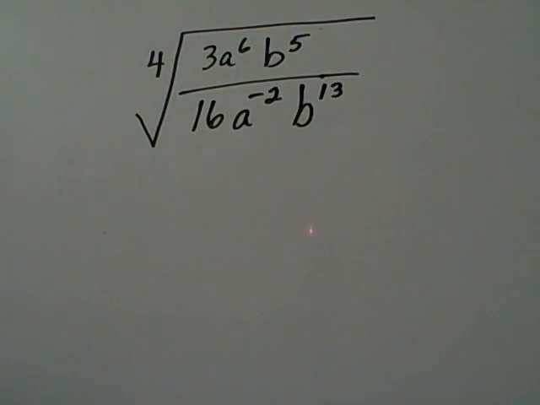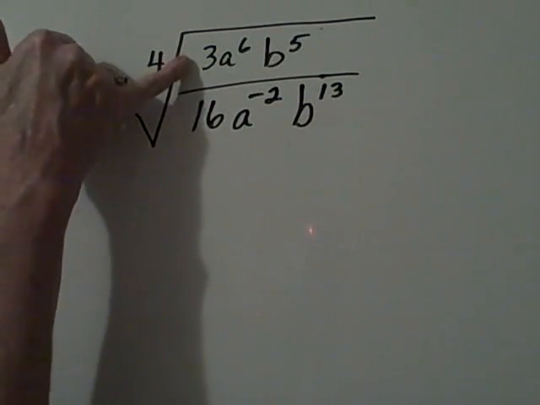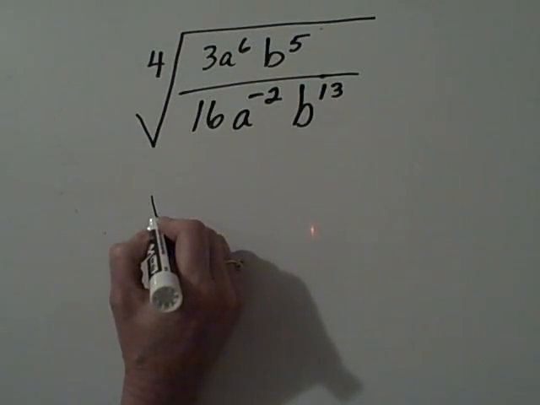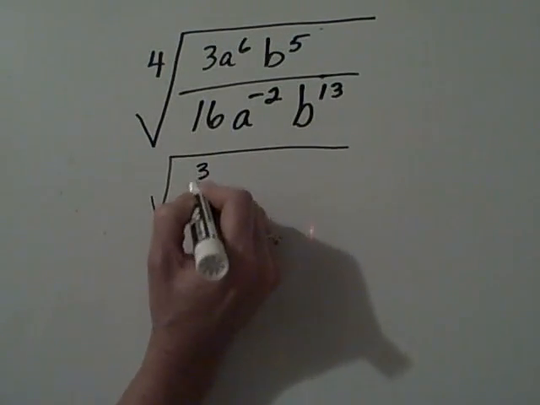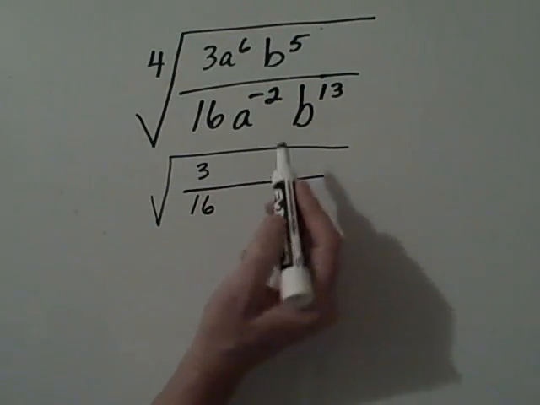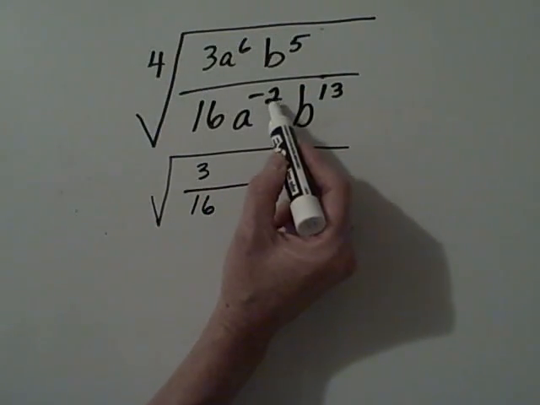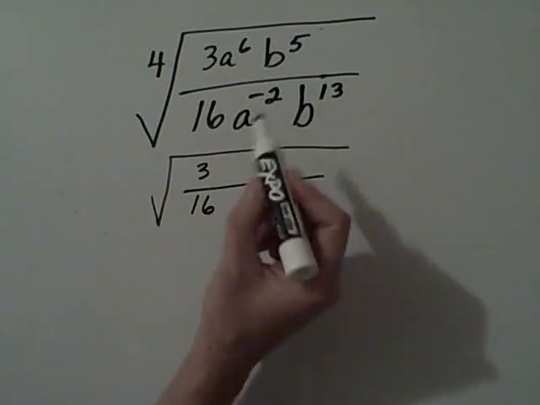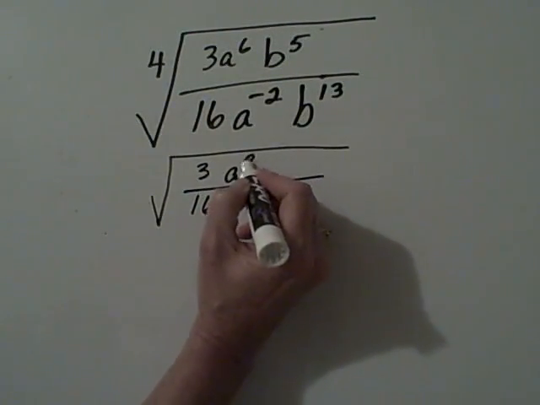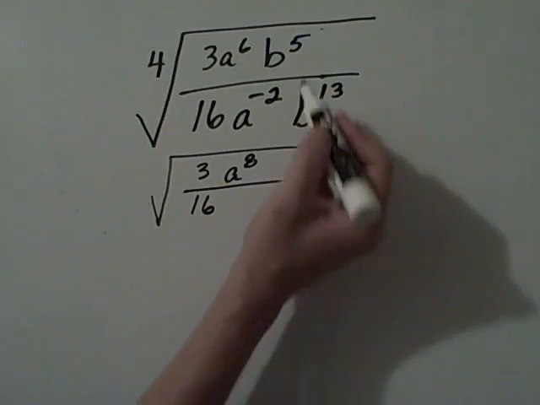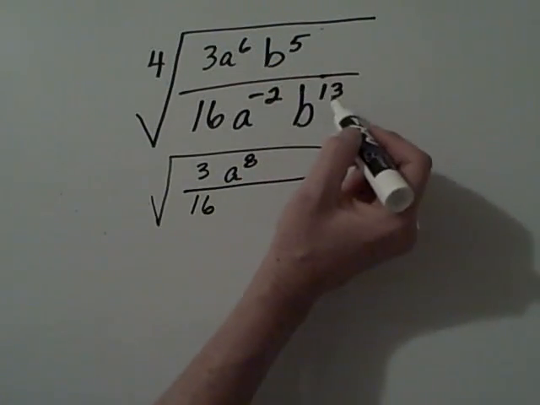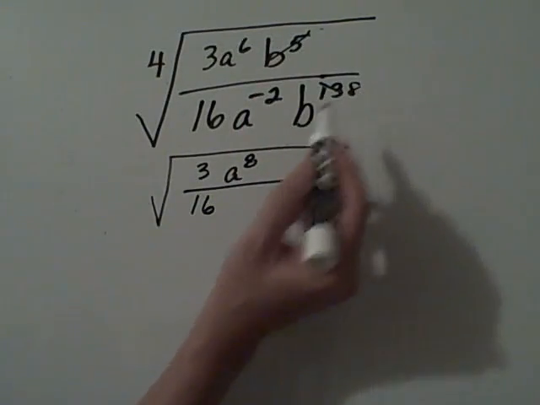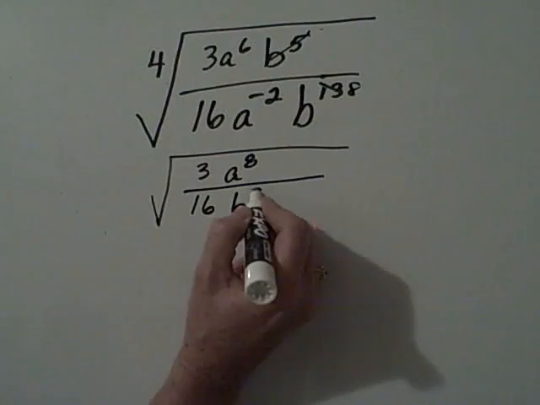The first thing we have to do is simplify what's under the radical. We can't do anything with 3 and 16, so we're just going to leave them in the radical as they were. A to the negative 2, if you remember correctly, simply means that we're bringing this value up to the top, so now we have a to the 8th in the numerator. The b to the 5th and b to the 13 can cancel, that leaves us simply b to the 8th in the denominator.